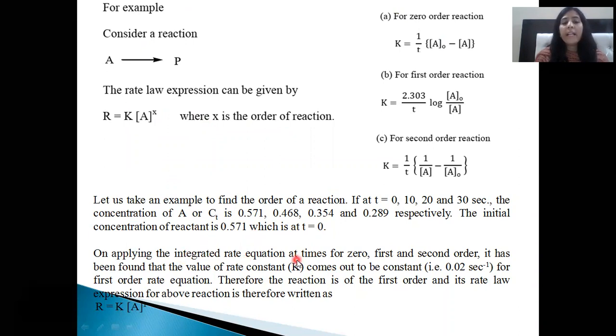On applying the integrated rate equations for zero, first and second order, it has been found that the value of rate constant comes out to be constant for the first order reaction. What happens in this substitution method?